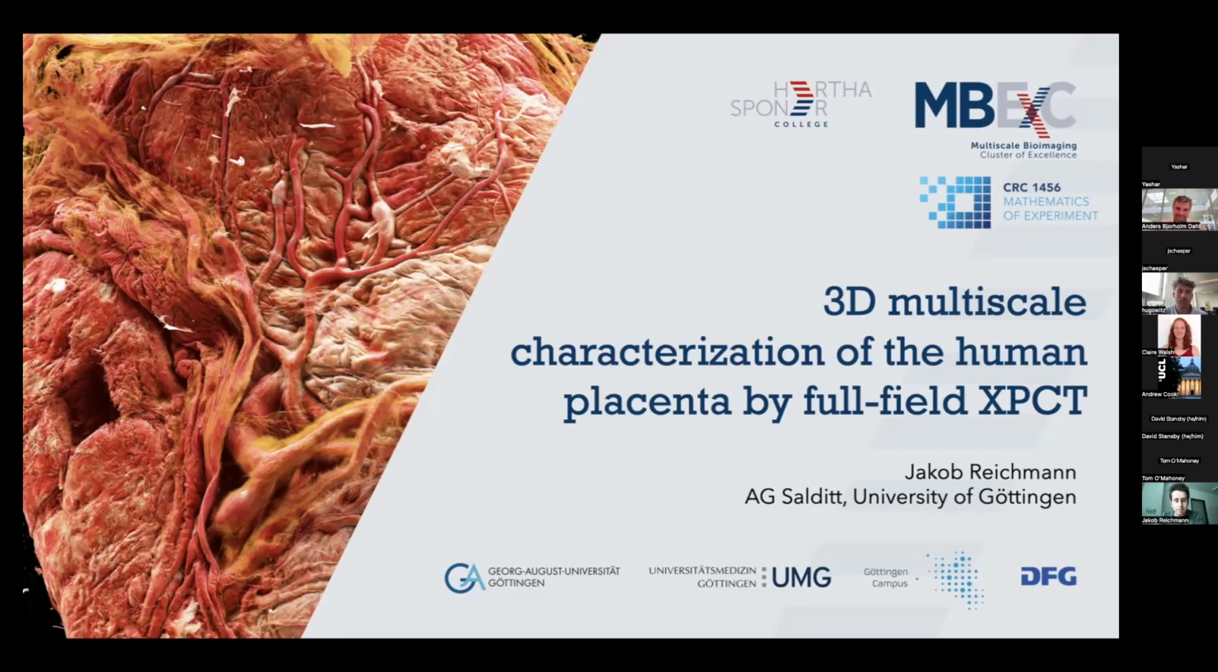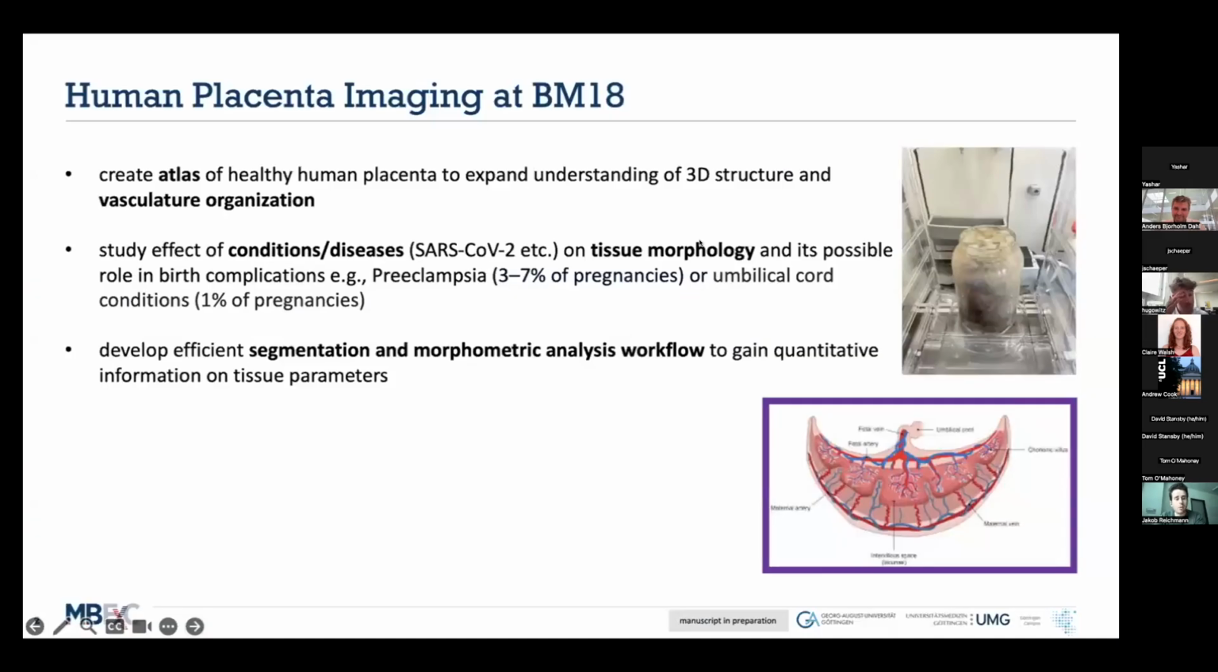So first of all, why imaging the human placenta? The goal was to create an atlas of healthy human placenta to expand the understanding of the structure and also specifically on the vascular organization, so on the vasculature tree, which basically goes through your placenta. And this is interesting because this would be crucial to study effects of conditions and diseases which are based on the tissue morphology, and the possible role of these changes in tissue morphology on birth complications like preeclampsia, but also on changes in the umbilical cord.